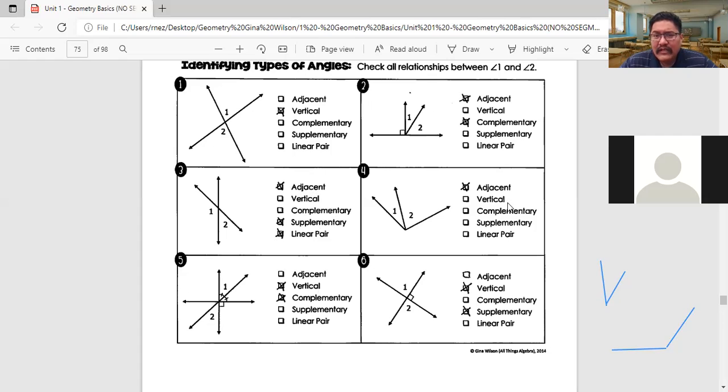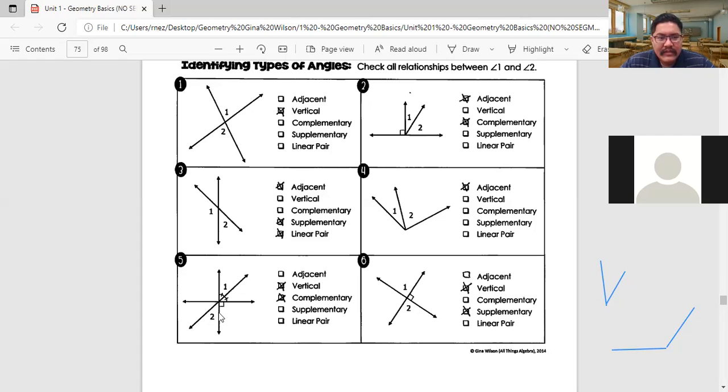This one might be a bit of a tricky one because while they are adjacent, you might think that they would be complementary, but that looks a little bit more. I mean, if you tilt your head, it might look like 90 degrees at first, but it's not. So that one's kind of a tricky one because there's only one option.